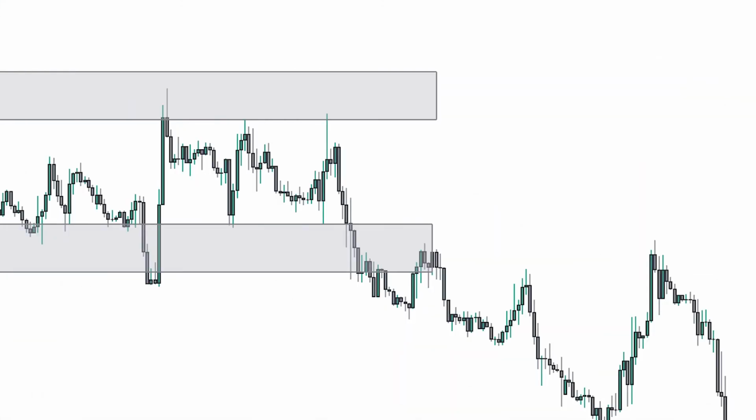Another thing to note is that, as we discussed earlier, you can wait until a level breaks and enter on the pullback for a more conservative entry. As you can see, price does indeed return to this level to test it as resistance, before falling away with strong momentum to the downside.